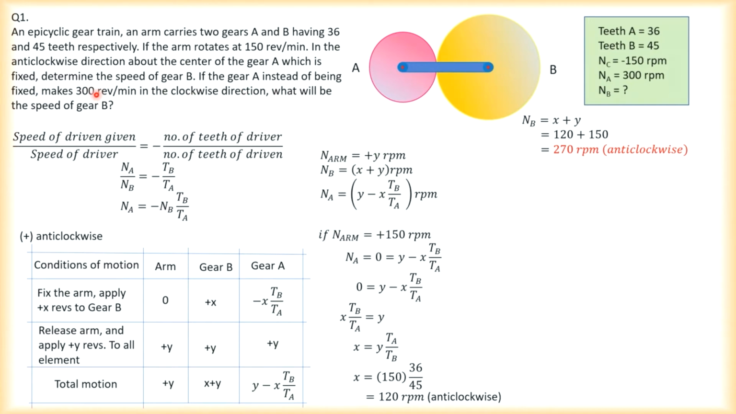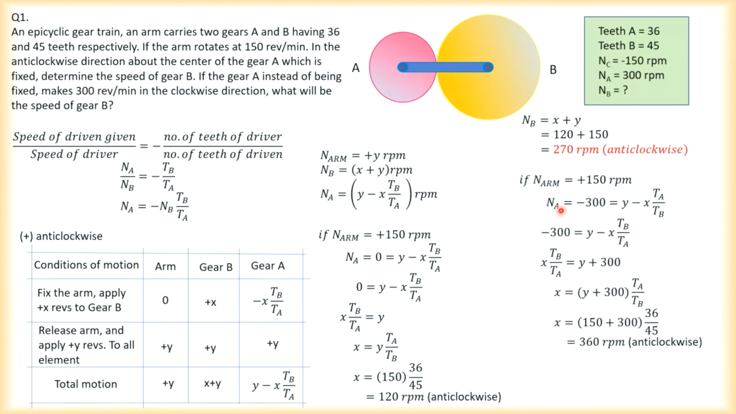Now the second case, when they say gear A makes 300 RPM clockwise. That means you take this equation here, which just now you equated to zero. Now you equate this to negative 300. So N_A is negative 300 and equals this here. The Y still remains the same, positive 150. From this, remember X is to be found, so it is the subject. Bring this whole thing over to the left-hand side, and by substituting Y, which is 150, you will be able to find X as 360.